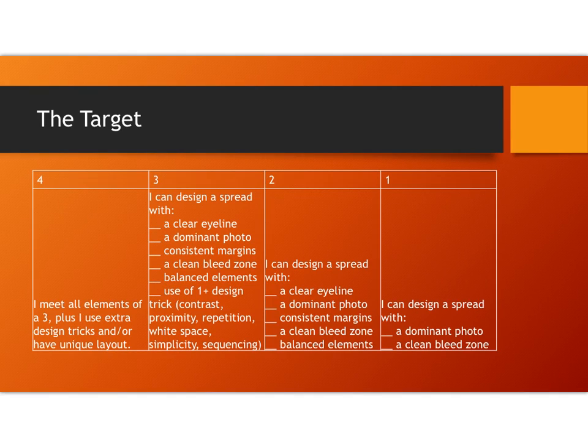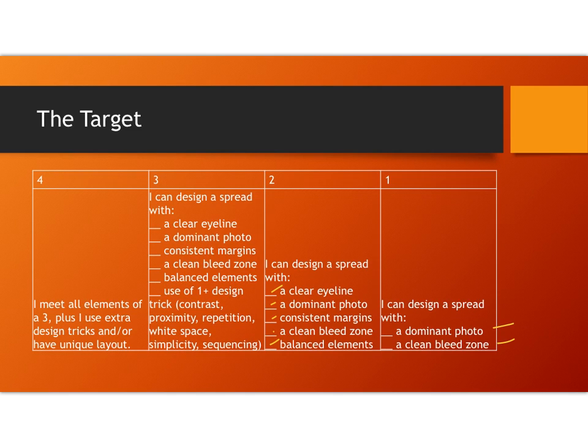Our target here starts at the 1 level with being able to design a spread that at least has a dominant photo and a clean bleed zone. And of course, we'll talk about what these things mean momentarily. At a 3 level, you have a clear eye line, a dominant photo, consistent margins, that's a biggie, a clean bleed zone, and balanced elements.